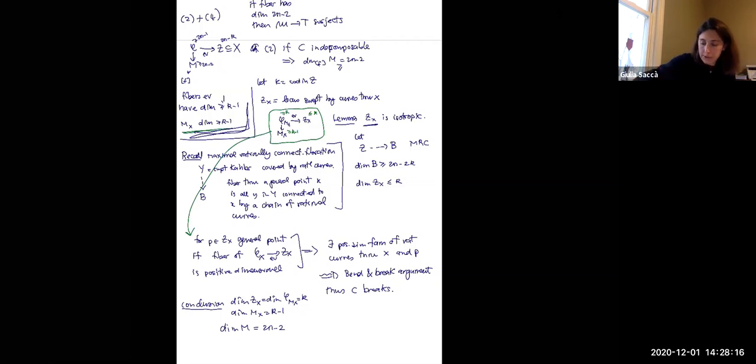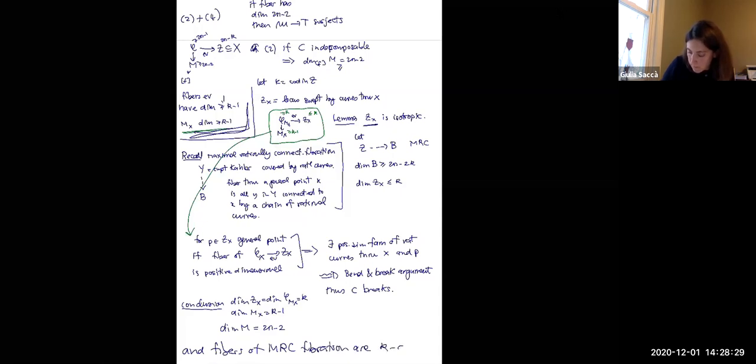And in particular also the fibers of the MRC fibration are k dimensional. Okay, so this is kind of a sketch, and again, you show that any holomorphic form on Z has to be a pullback of something from downstairs.